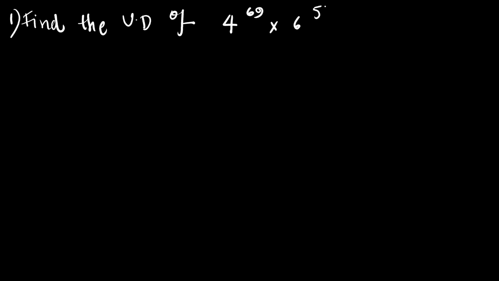Okay, first term is 4 raised to 69. Here we have to use the cyclicity of 4. Second term is 6 raised to 5. Here we have to use the cyclicity of 6.